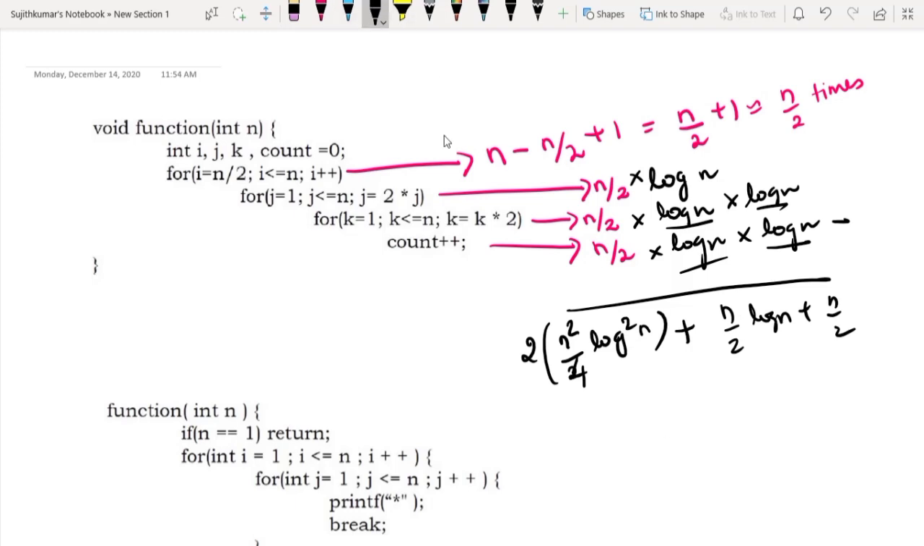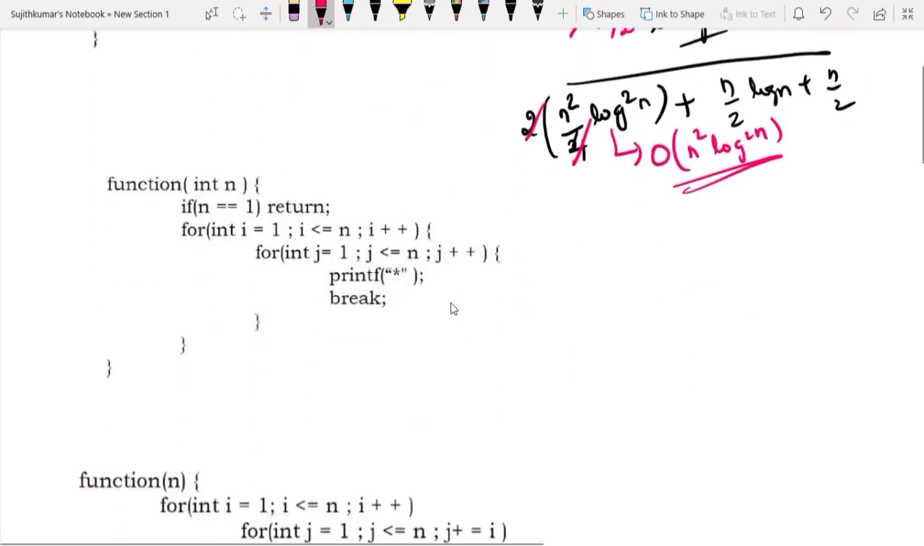But if somebody asks me the time complexity, that is the big O, I would definitely say this is the time complexity. There is no need to write it like that. You can go for your own notation. You can ignore the constant, so you can write it like this: O of n square log square n. This is the time complexity, and this is a special case, of course, right? So n square log square n. Okay, that's how it was.